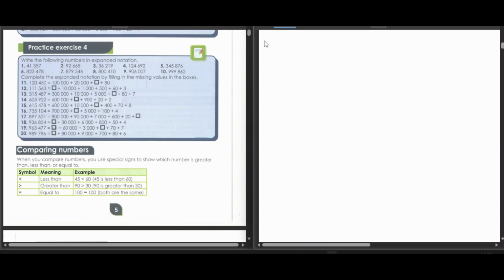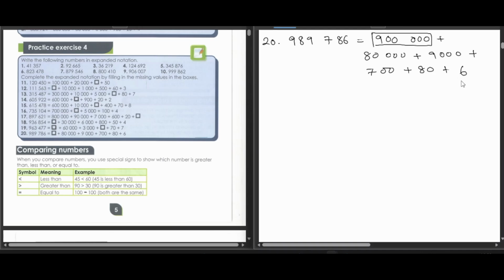Then lastly, number 20, 989,786 is equal to 900,000 plus 80,000. So 900,000 was not written, 80,000 plus 9,000 plus 700 plus 80 plus 6.